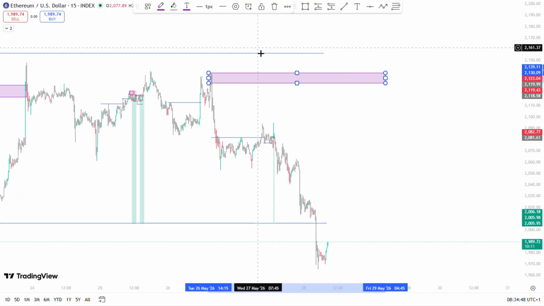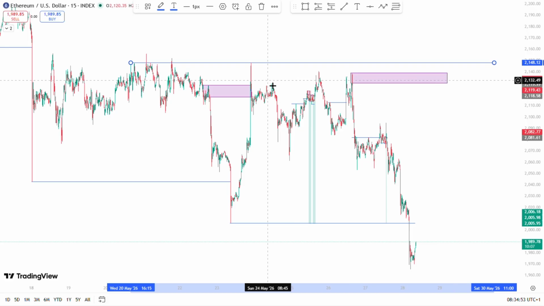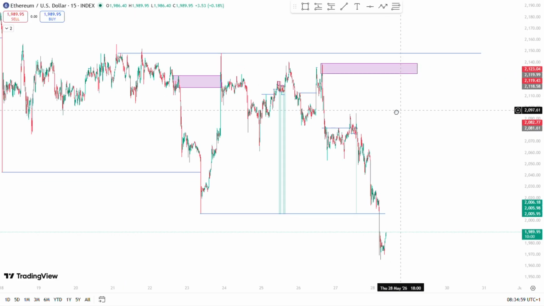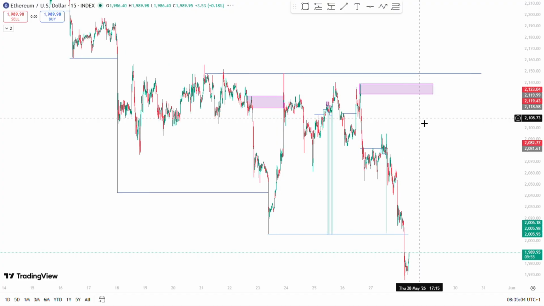If I'm looking to sell this pair, then what will be my new structural high? This will be my new structural high if I am looking to sell. So this will be my new structural high to sell ETHUSD from. And that is that for this.